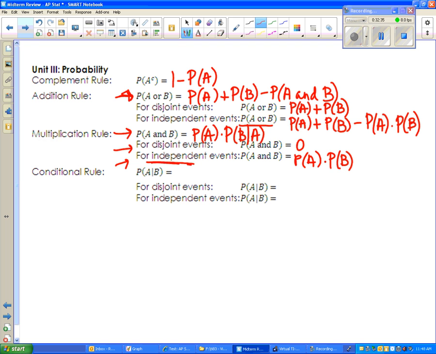And so if the events are independent, then it's not going to matter. The probability of B given A is just going to be the probability of B. So if I were just to rearrange this formula, the probability of A given B is the probability of both A and B divided by the probability of B. If they're disjoint, the probability of A and B is just 0, and so the probability of A given B is 0. And if they're independent, then it doesn't matter if B happens, the probability of A won't change.